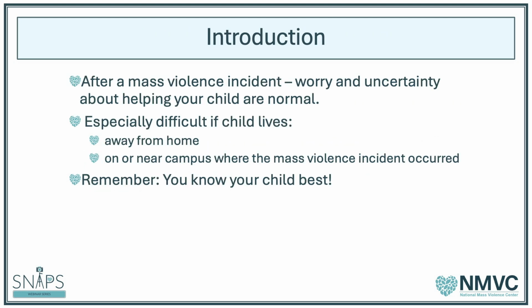After a mass violence incident on a college or university campus, many caregivers are concerned about how to help their child. Feelings of worry and uncertainty are normal and can be heightened if the child lives away from home or if they were on or near campus when the mass violence incident, or MVI, occurred. One important thing to remember is that you know your child best.